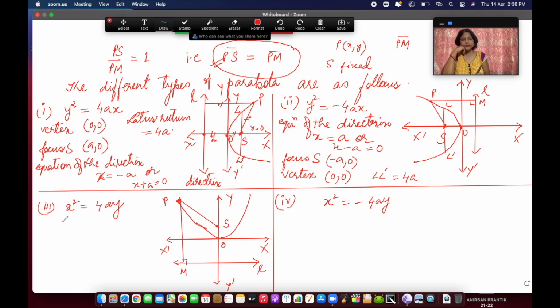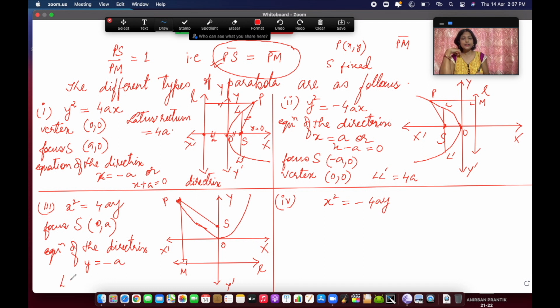So in this case, the focus is on the y-axis. So the focus S is 0, a. It is on the positive y-axis. The equation of the directrix is y equals minus a, because it is a line parallel to the x-axis on the negative side of the y-axis. So y equals minus a is the equation of the directrix.